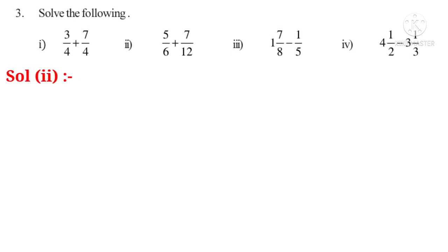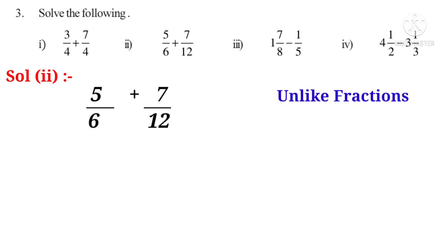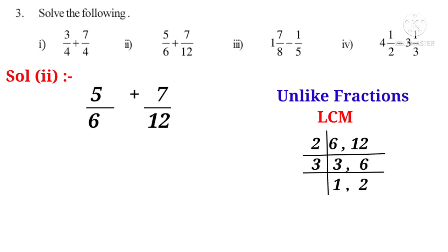Solution 2. 5 by 6 plus 7 by 12. Here observe that the denominators 6 and 12 are different, so these are unlike fractions. To make them like fractions, we have to find the LCM. So write the denominators 6 and 12. Divide by 2: 2 3s are 6, 2 6s are 12. Divide by 3: 3 1s are 3, 3 2s are 6. Now LCM is equal to 2 into 3 into 1 into 2. That is 2 into 3 is 6, 6 into 2 is 12.